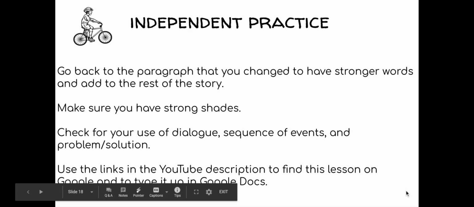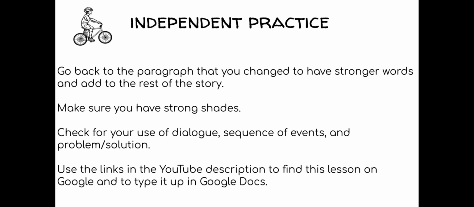When you're finished, what I'd like you to do is go back to that story and add to the rest of it. What happened when they got to school? What happened when their mom woke up? Make sure you're using strong shades in your writing. You've included maybe some dialogue and you're following the correct sequence of events. And we want to make sure this is problem solution, that you've come up with a solution to the story as well.